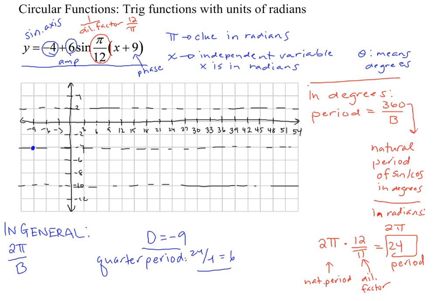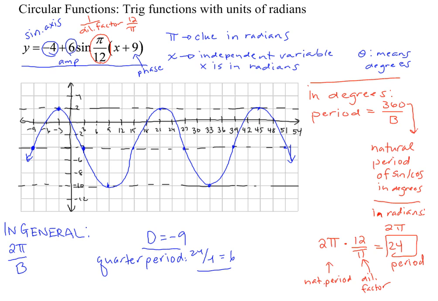Then every quarter period, so every 6 units, I'm going to get another critical point. The next critical point is going to be at the top. 6 units later, I'm back at the middle. 6 units later, I'm at the bottom. Middle, top, middle, bottom, middle, top, middle. Okay, no more room. Now I'm just going to connect the dots with a nice smooth line. Ta-da! There's our sinusoid. It's really not that much different than it was before.